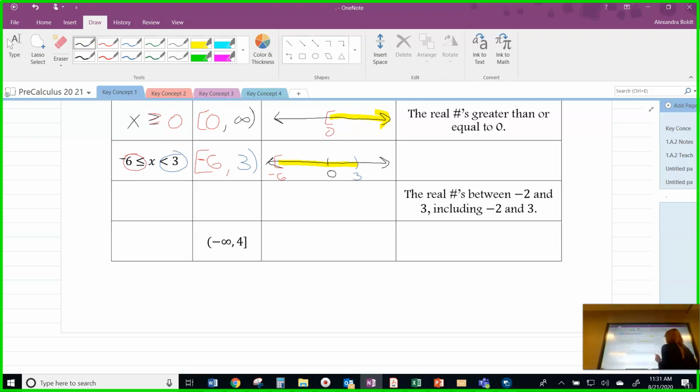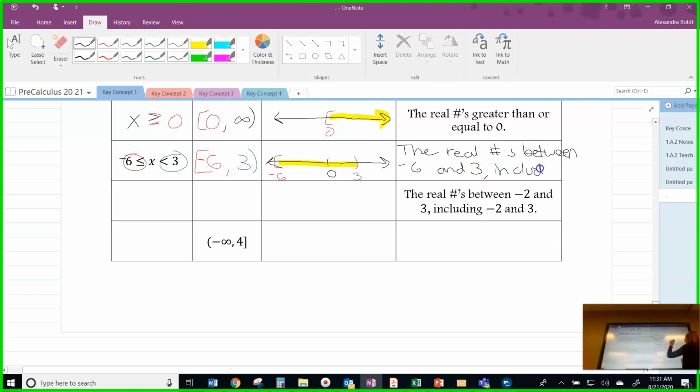How do we explain this? Well, again, we have the real numbers between -6 and 3, including -6. And that's over there. Okay, so we're not including 3, we're only including -6.